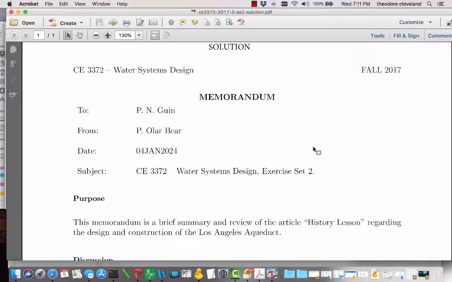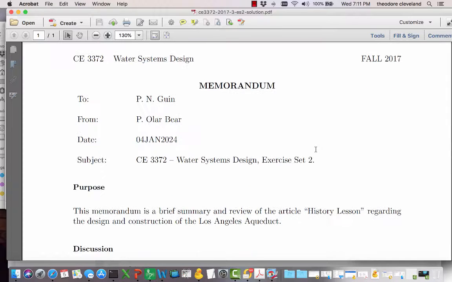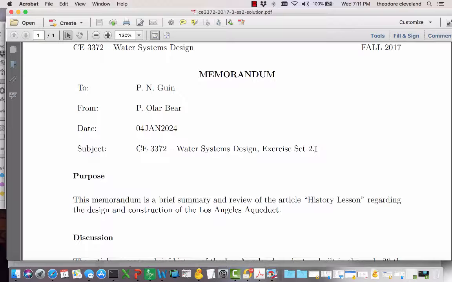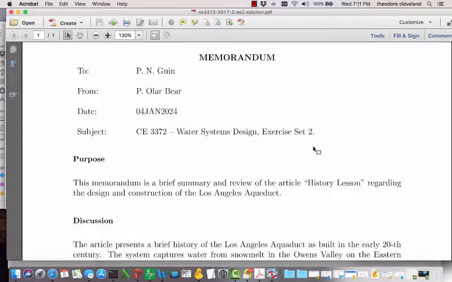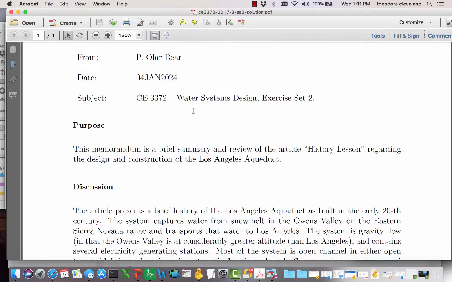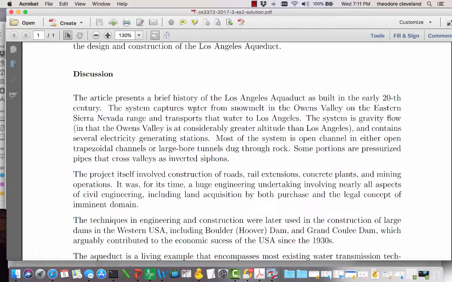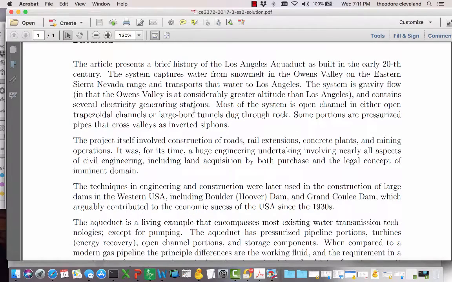So prepared in a memo format as required, and the purpose is the memorandum's a brief summary and review of the article history lesson regarding the design and construction of the Los Angeles Aqueduct. It is addressed to P.N. Gwynn from P. Oler Bear, and this memorandum will be delivered in about 6 years. The discussion section is the actual meat of the memorandum.